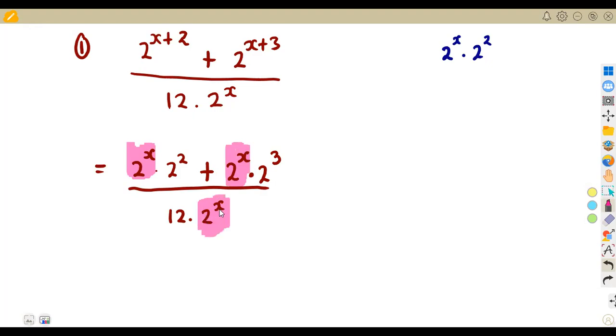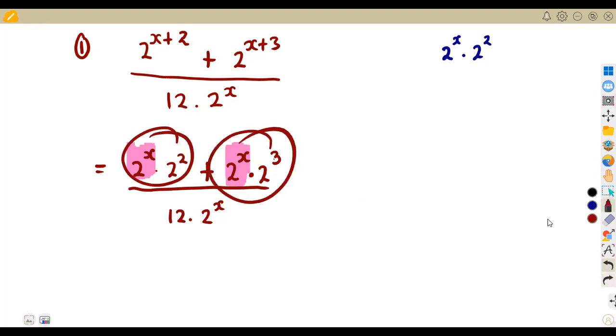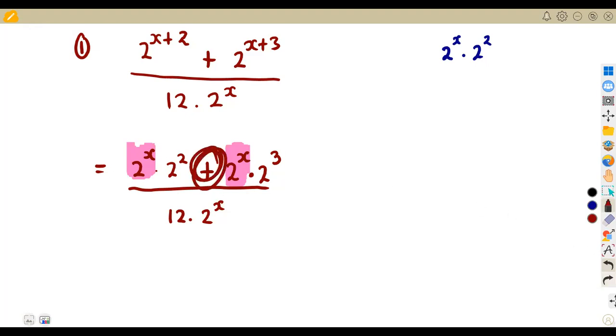But for now, we do not want to focus on this one in the denominator. We want to focus on these two on top, because those two terms are being added together. The moment that it's an addition or a subtraction, you can factor out what is common, which is this one. So you can factor 2 to the exponent of x out.